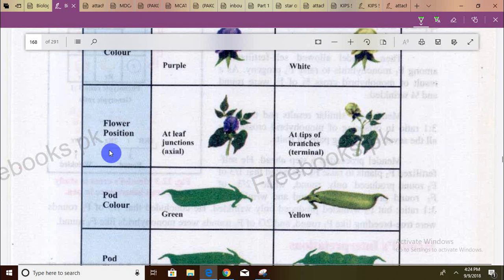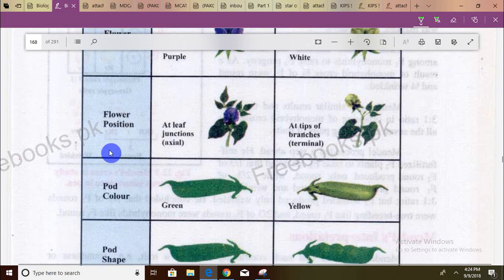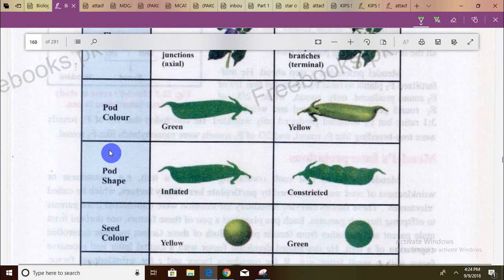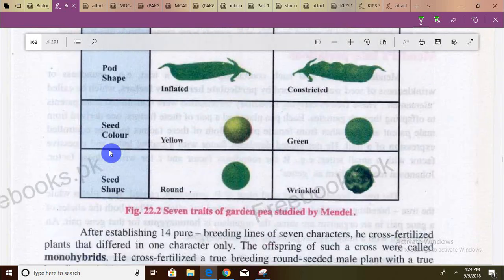The pod color can be green or yellow. The shape can be inflated or constricted. Seed color can be yellow or green. Seed shape can be round or wrinkled.